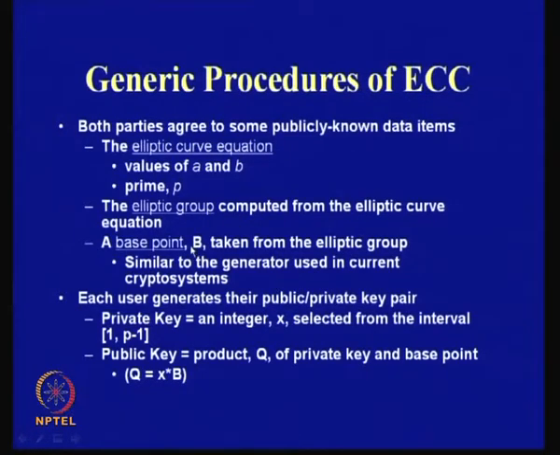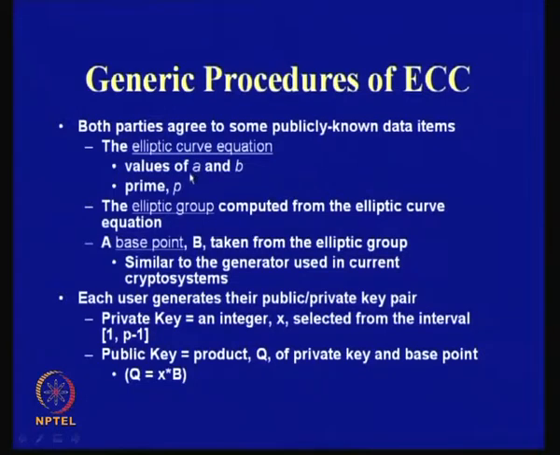Okay. So, similar to that we have a base point B, which is again public domain information. So, these are the public domain information, the values of A and B. What is A and what is B? If you remember the Weierstrass equation, y square equals x cube plus ax plus b. Those two, A and B, will be important in understanding what the corresponding curve is.